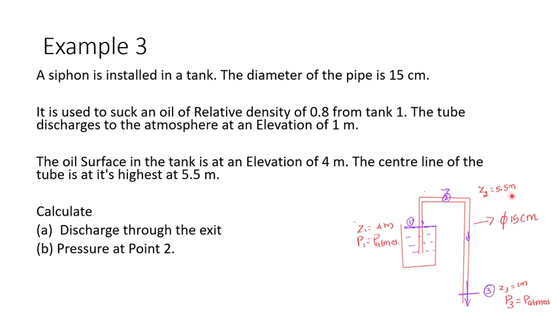The center line of the tube is at highest at 5.5 meter, so Z2 is 5.5 meter. They are asking us to calculate the discharge through the exit, otherwise the volumetric flow rate through the exit. Whatever volumetric flow rate is here is exactly the same volumetric flow here and also in this section, by the continuity equation. They also ask what the pressure would be at point 2.